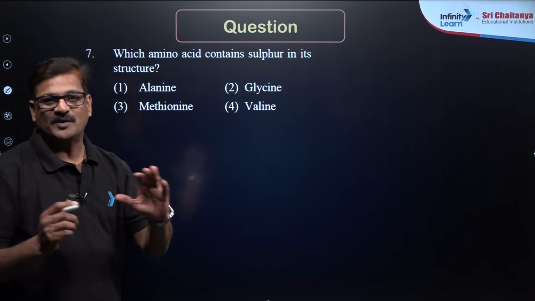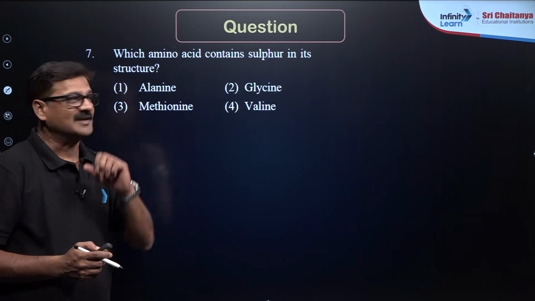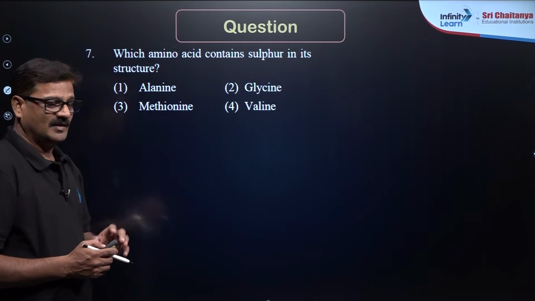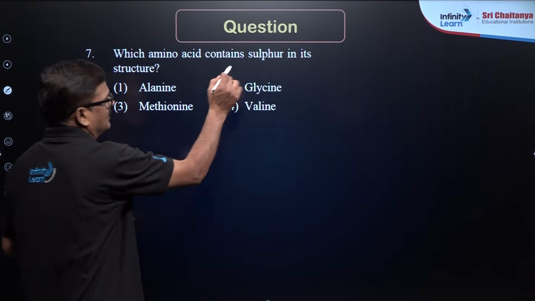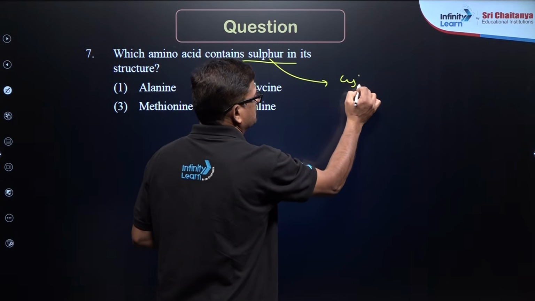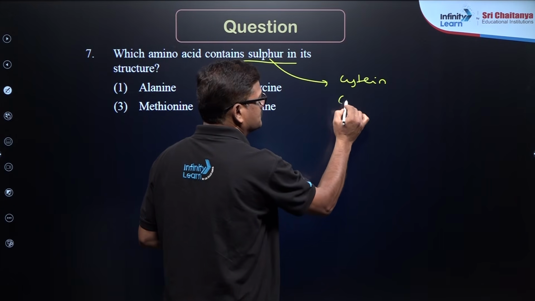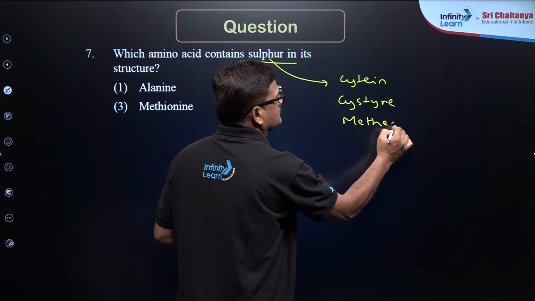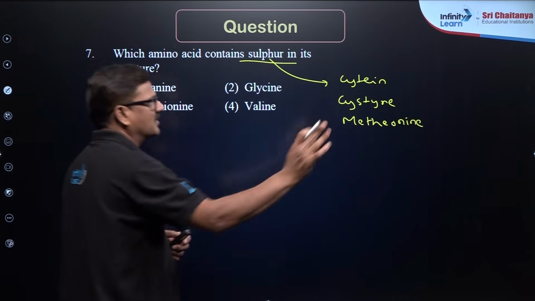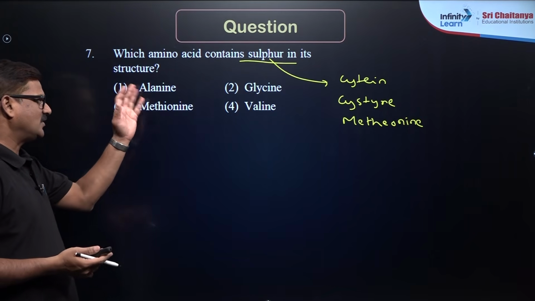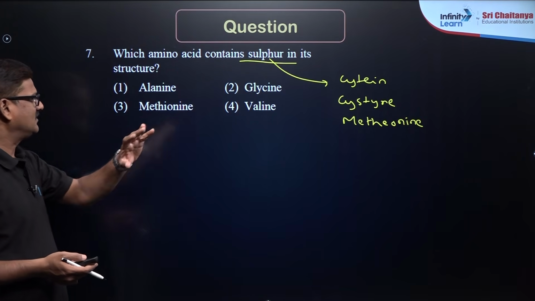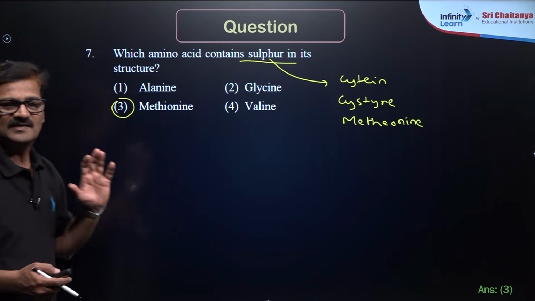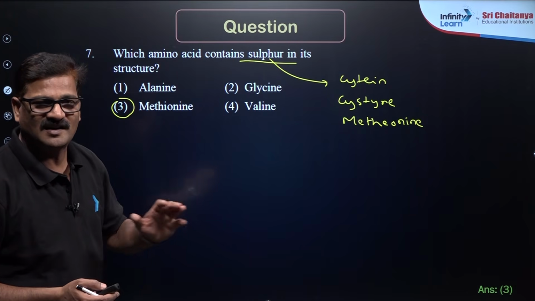Here is a simple question from biomolecules, amino acids. Which amino acid contains sulfur in its structure? Sulfur containing amino acids are cysteine and methionine. These are the sulfur containing amino acids. Alanine is a neutral amino acid, and glycine and valine are the same. So here the answer is methionine, a sulfur containing amino acid. Option 3 is the correct answer for this question.